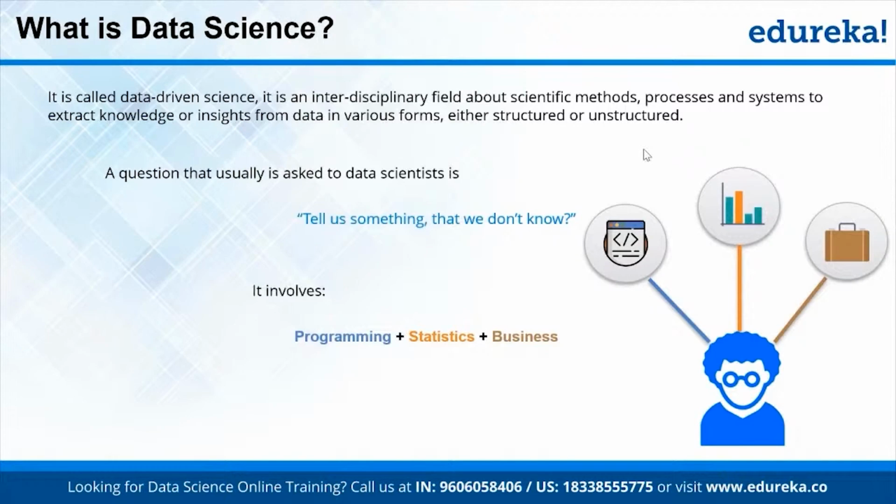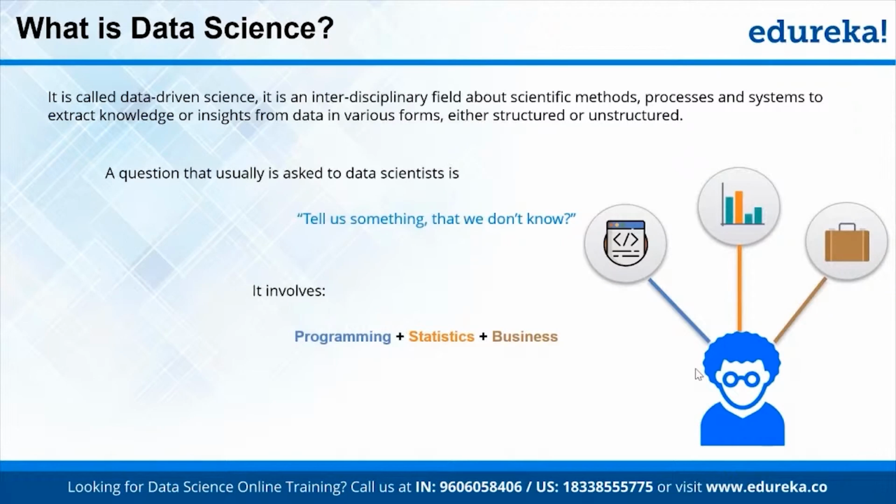Now the data which will be given to you as a data scientist can be of any form. It can be structured data, unstructured data, or semi-structured data. What you need to do on that data is apply the scientific methods, processes, and systems to find the relation, or to understand what is happening or what this data is telling. A question that usually is asked to data scientists is, tell us something that we don't know. And how would you be doing that?